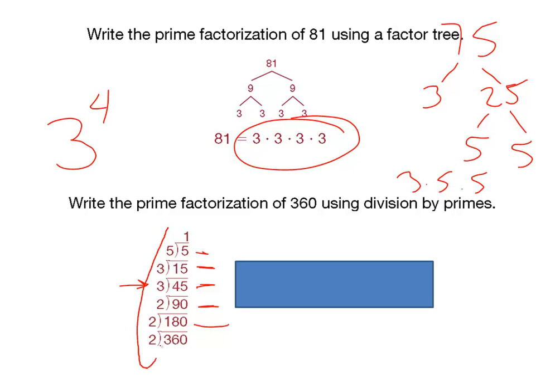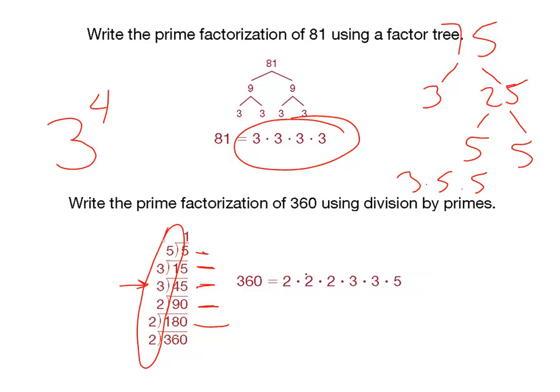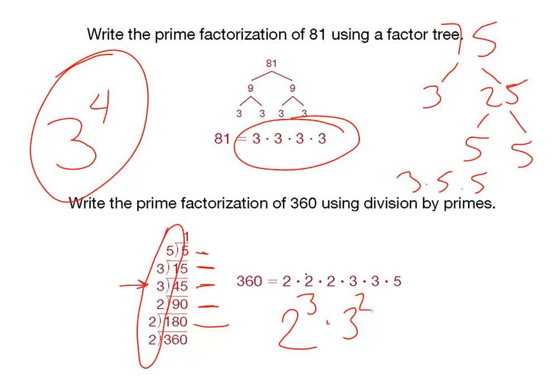So our prime factorization using this method for 360 is 2 times 2 times 2 times 3 times 3 times 5. How would you write that exponentially? 2 to the 3rd times 3 to the 2nd times 5.